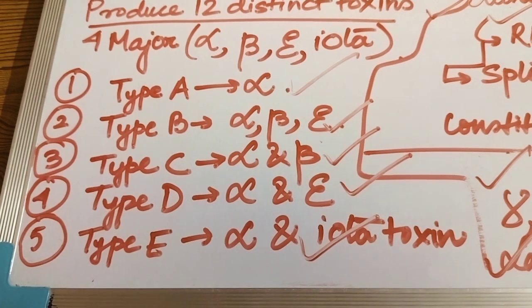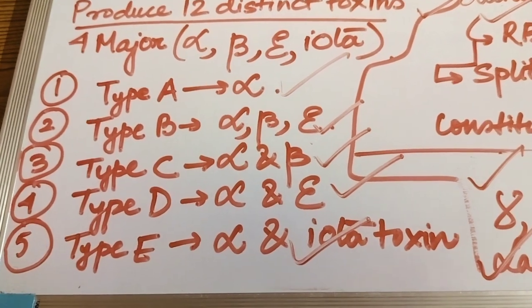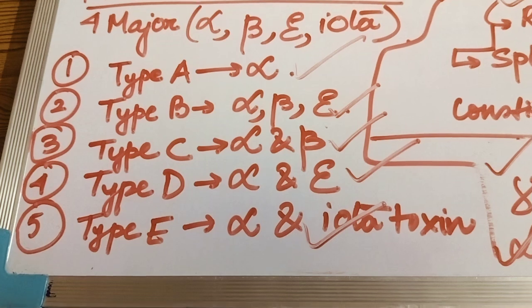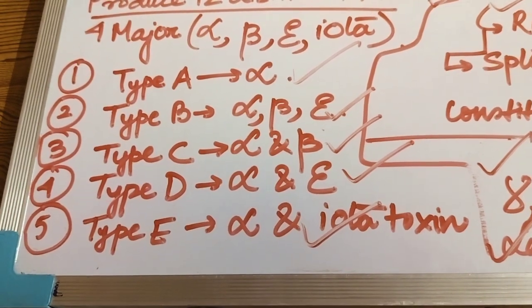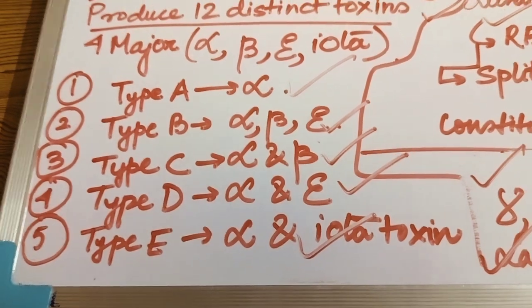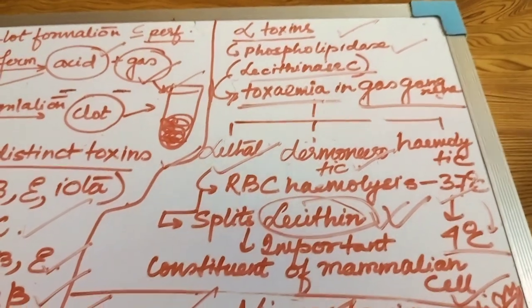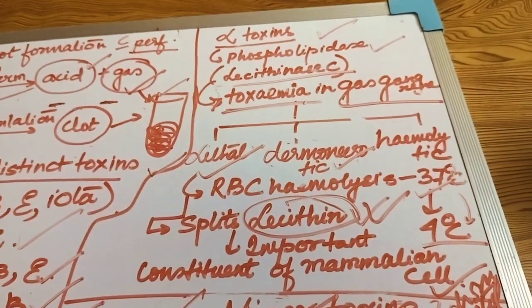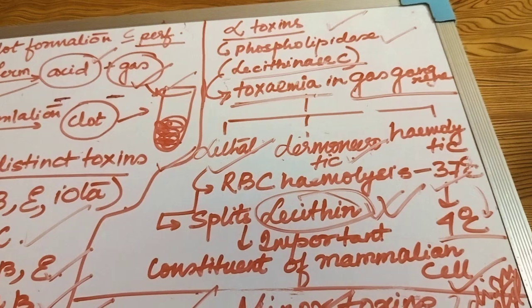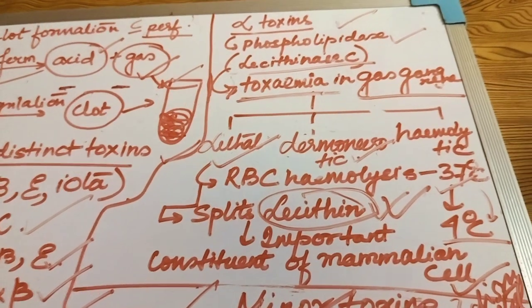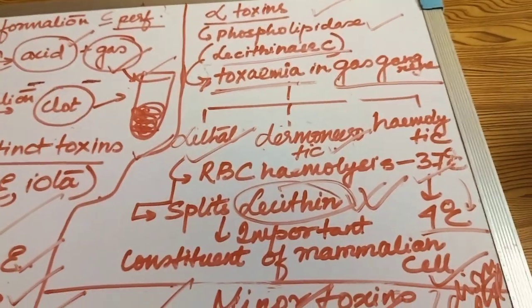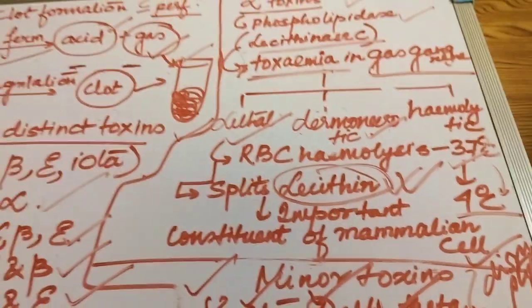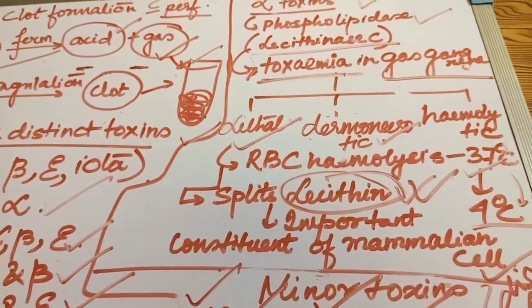Type A goes for alpha, B goes for alpha, beta, epsilon, C goes for alpha and beta, type D goes for alpha and epsilon, type E goes for alpha and iota toxin. Sorry, for type A it is not lambda, it is alpha. Now we have also talked about the major toxin, which is alpha toxin, basically a phospholipase or lecithinase, which causes toxemia in gas gangrene, demonstrated by its lethality, its dermonecrotic property and hemolytic property.